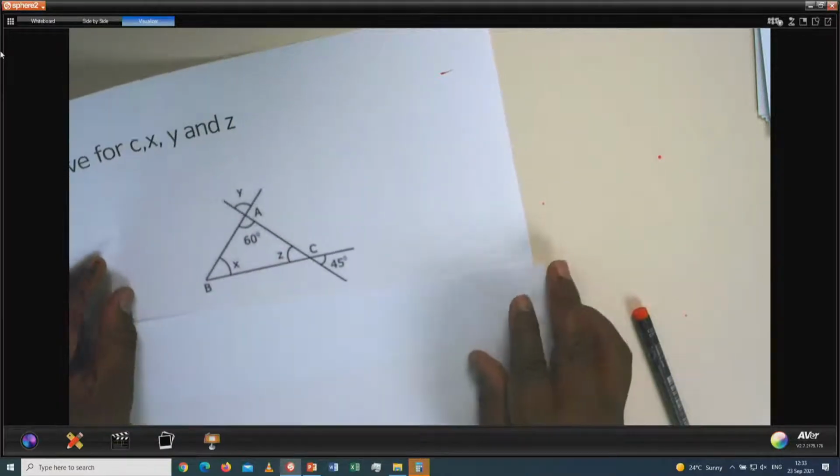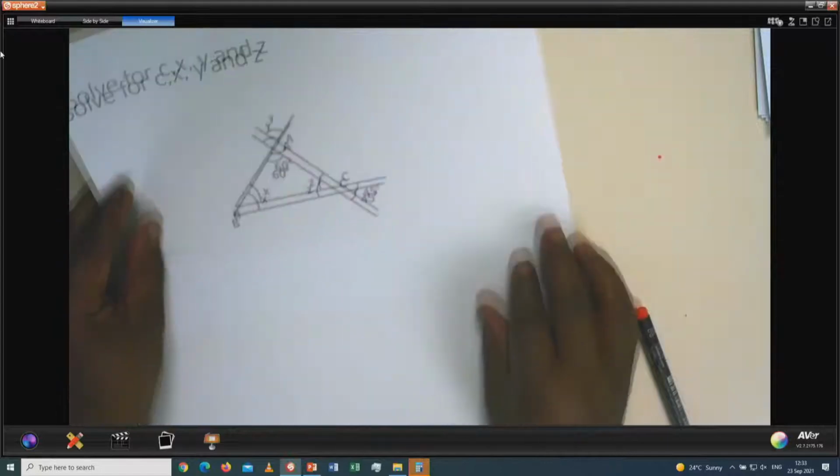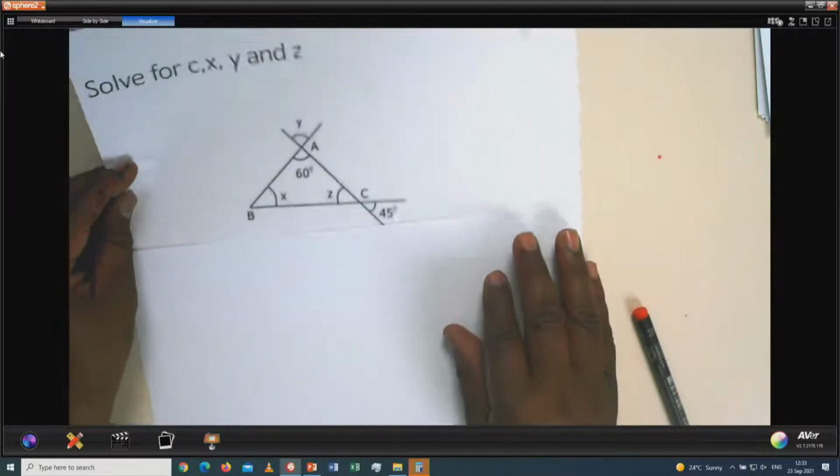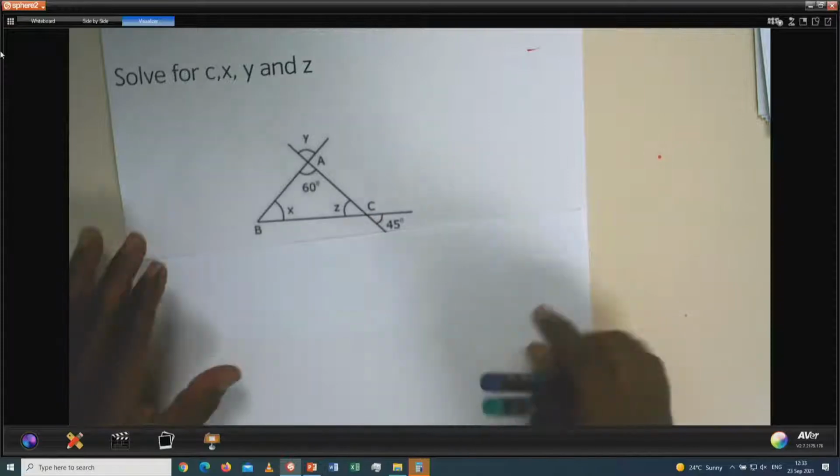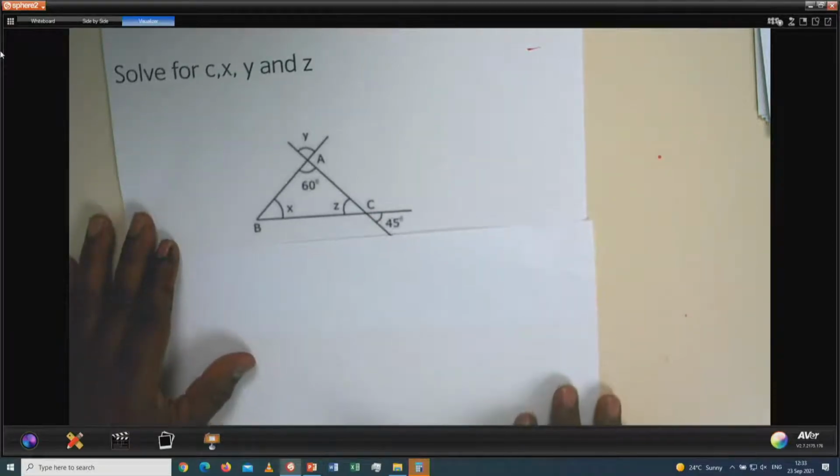Let's go to the other question of the same kind. The approach is, what do you have? You have to look for C, you have to look for X, you have to look for Y, you have to look for Z. But the question is, what is in front of you? I see a triangle with exterior angles. What else do you have?